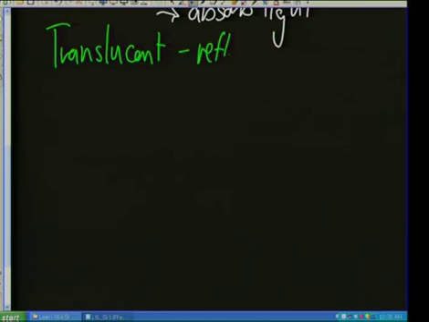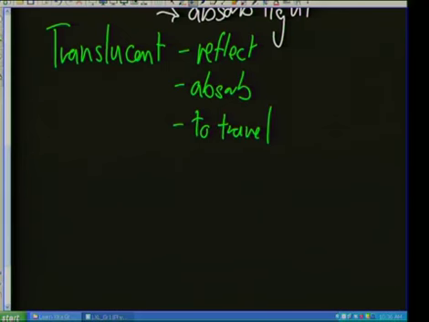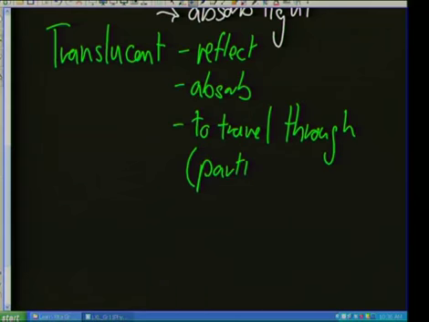So it will reflect because we can see it, it will absorb, but more importantly, it allows transmission. It allows light to travel through it. But not all light. So I'm going to say partial.